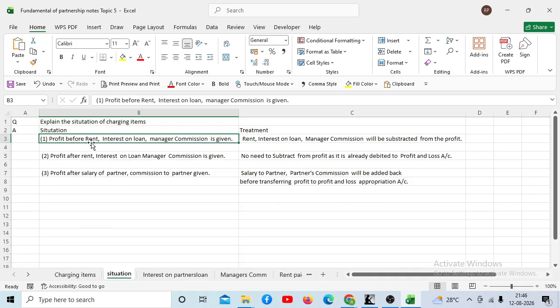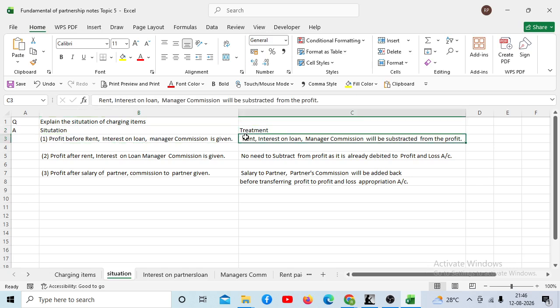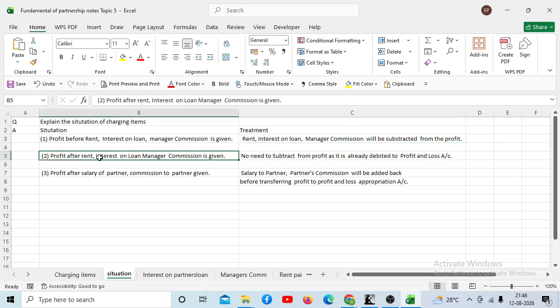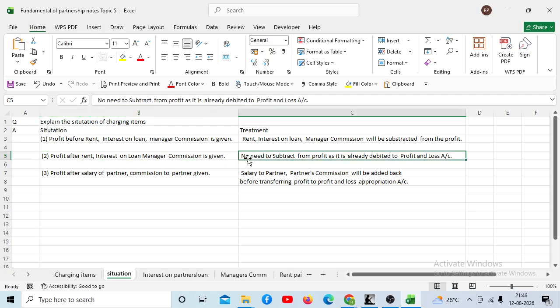Suppose profit before rent, interest on loan and manager commission is given, right? So what treatment we will give? Rent, interest on loan and manager's commission will be subtracted from the profit. Okay. Now next is profit after rent, interest on loan and manager's commission is given. So naturally, if this profit is after all these things, then there is no need to subtract, right? No need to subtract profit as it is already debited to profit and loss account.